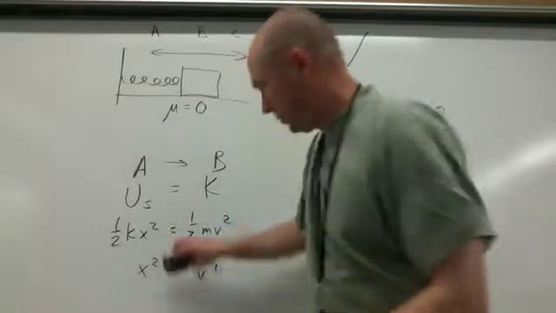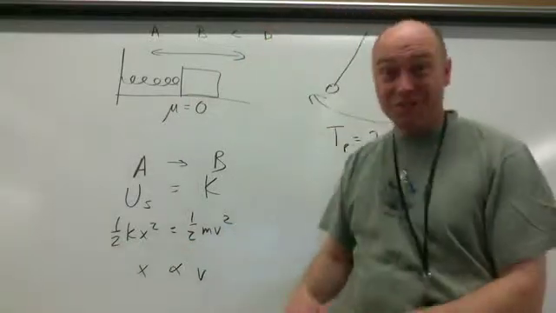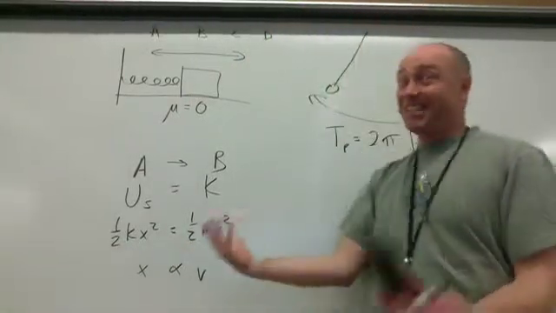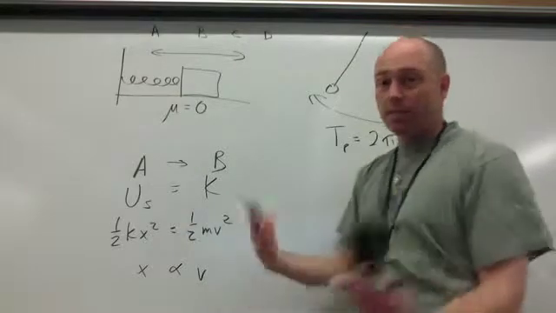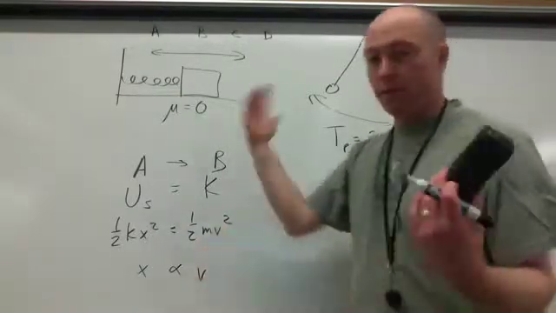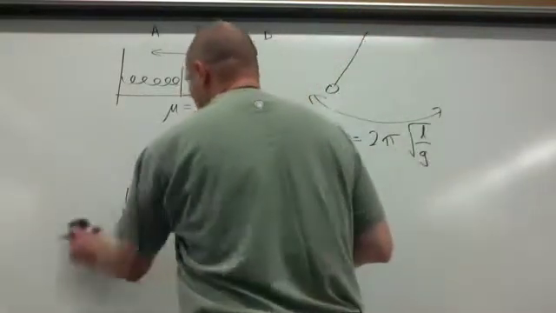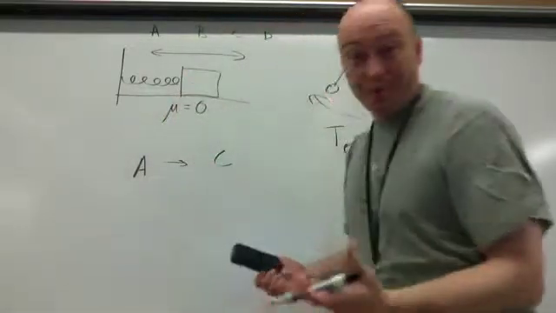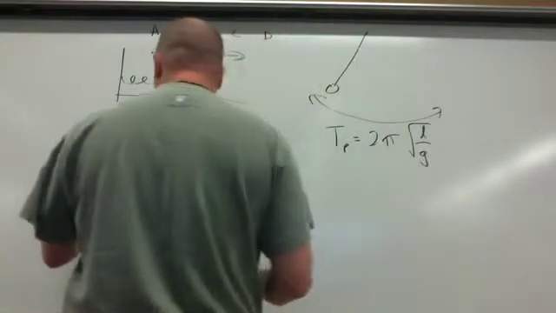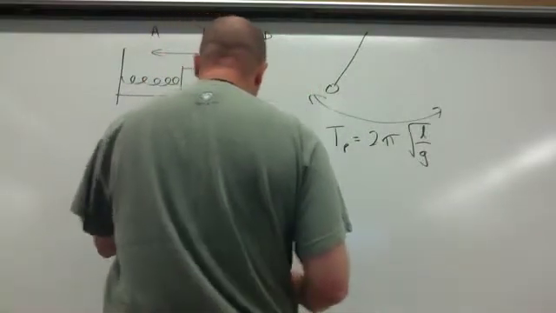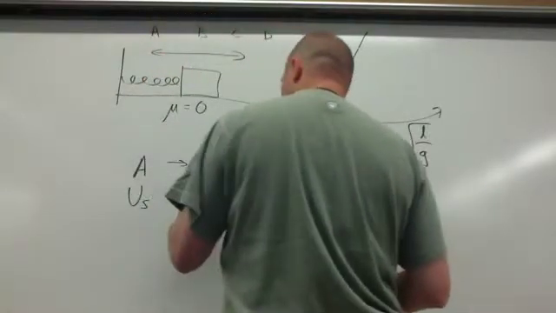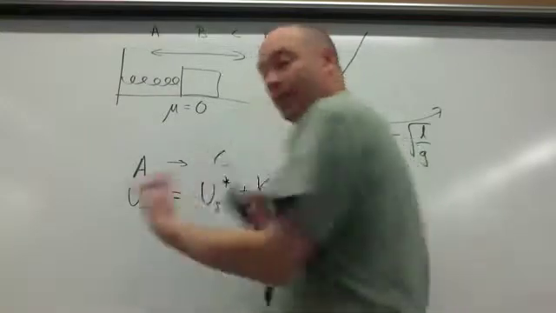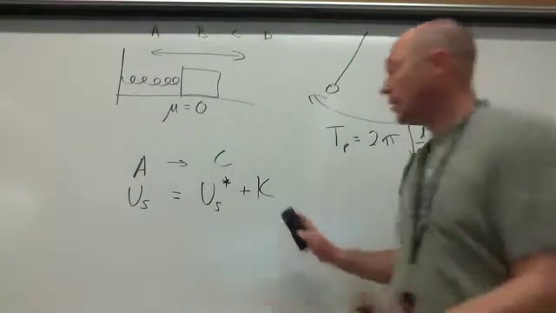Well, which means x is proportional to v, which means if you compress it twice as much, it's going to be 2 times the speed. But hopefully that should not be a problem. If you're doing a problem where it's like, hey, how fast is it going at point C, which is in between, then hopefully you would realize you're going to do this, where it's some new US plus K, and then again, it's just plug stuff in and solve.